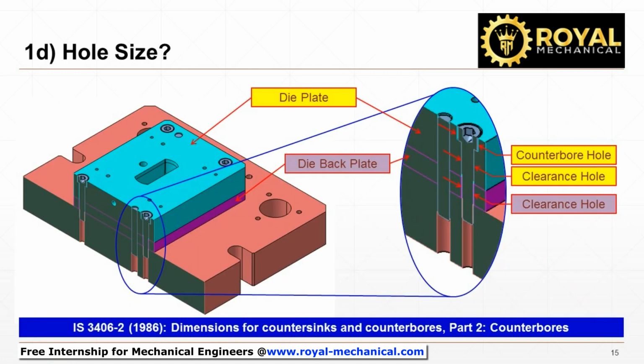How do we decide the hole size for the screws? Refer to Part 2 of the Indian Standard Document number 3406, which explains the dimensions for countersink and counterbore holes. CATIA V5 can create standard holes, so we don't have to worry about the hole sizes for standard screw sizes.